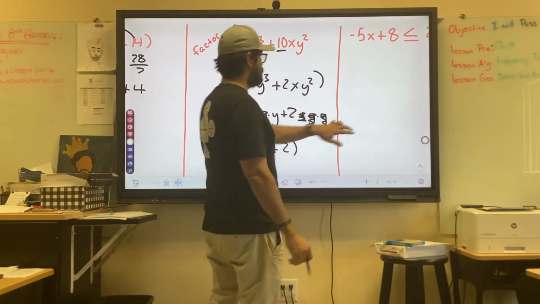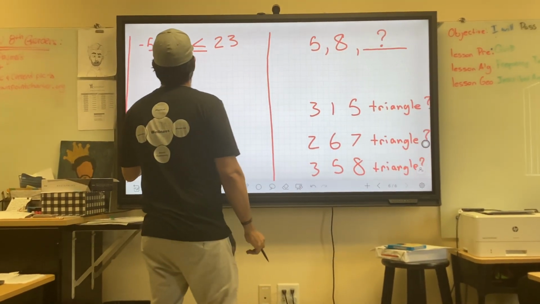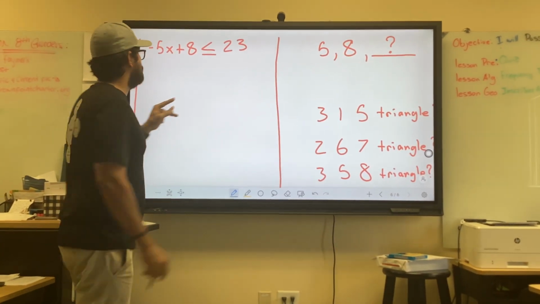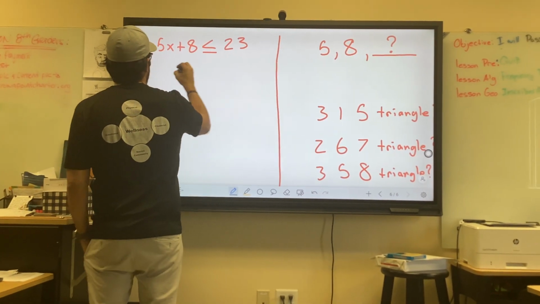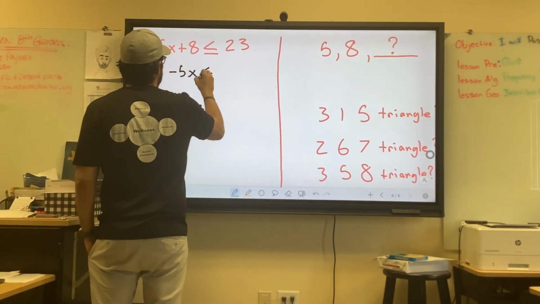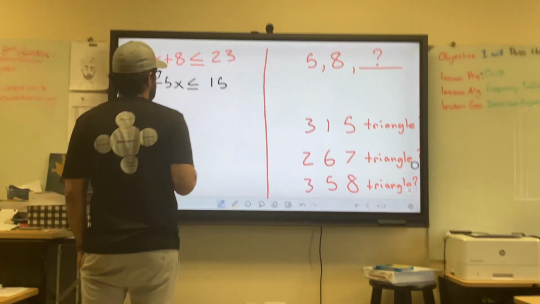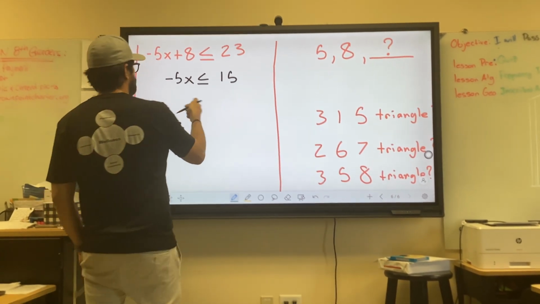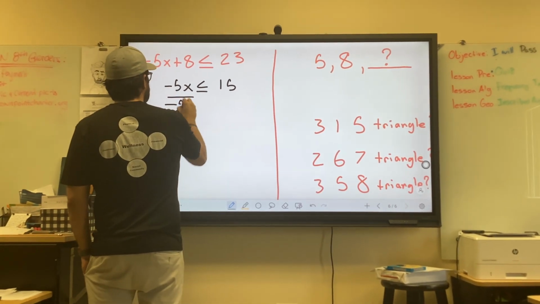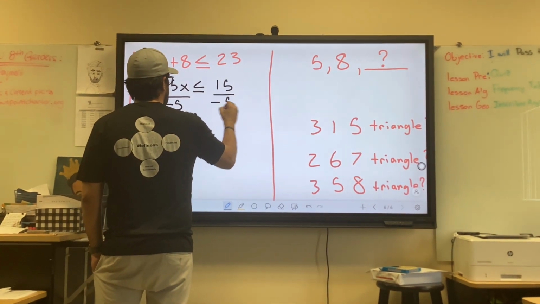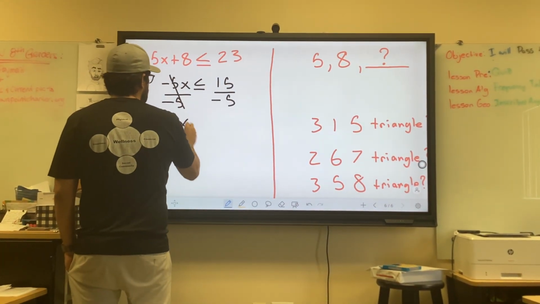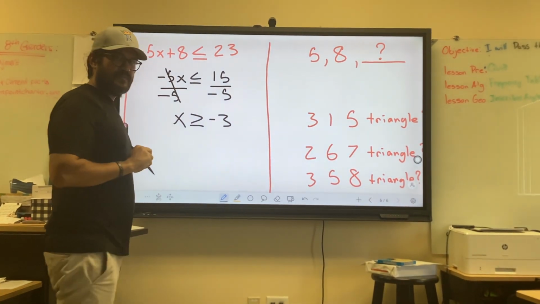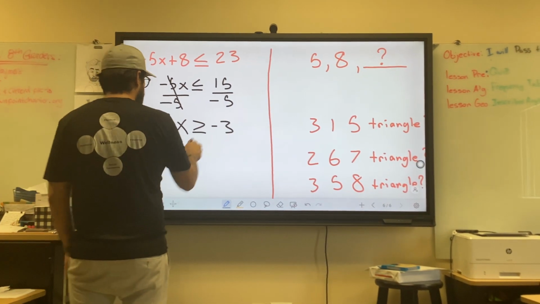All right, third one. So solving this is just like solving a two-step equation. You're subtracting 8 on both sides. So negative 5x is less than or equal to 15. Then, to get rid of the negative 5, you have to divide everything on both sides. But because I'm dividing by a negative number, it's going to cause the inequality to change directions. Okay? So now, this is your final answer.